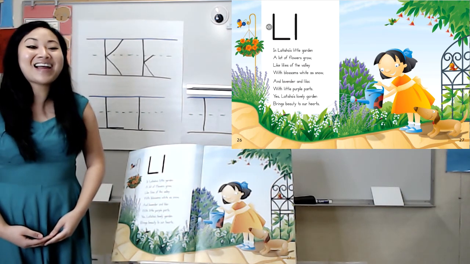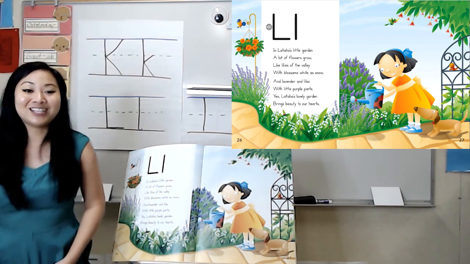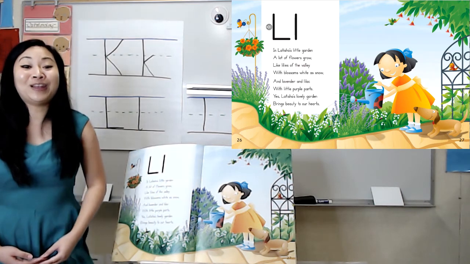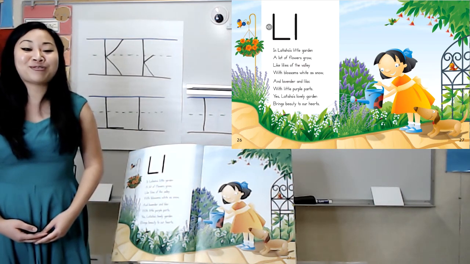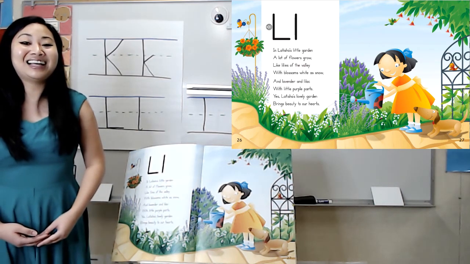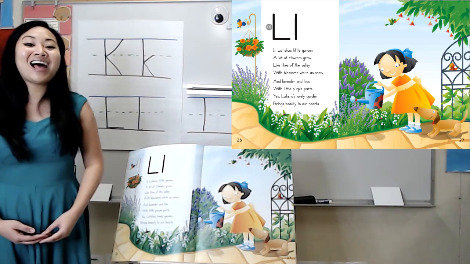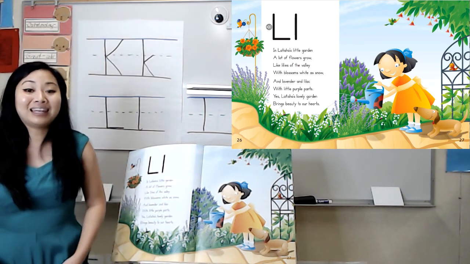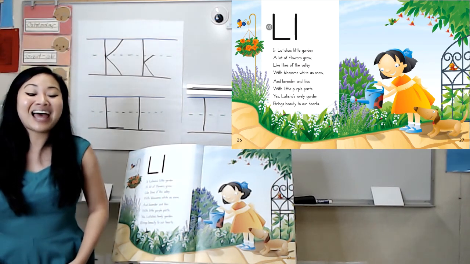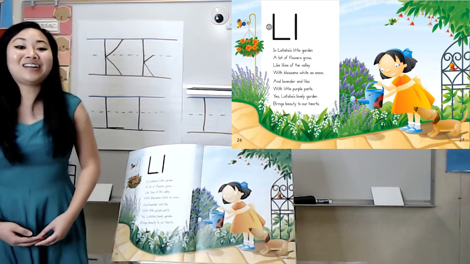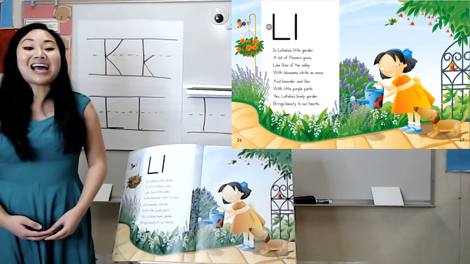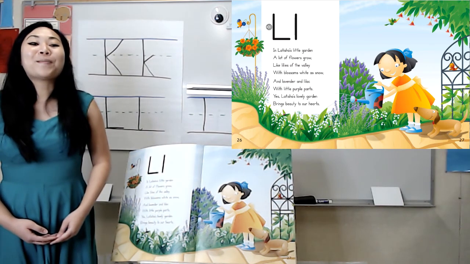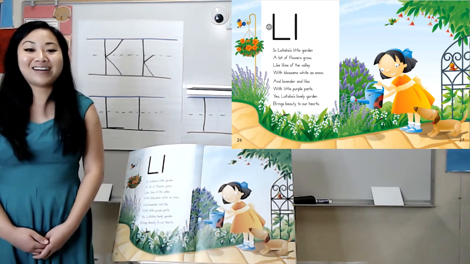So get ready. In Letitia's little garden, a lot of flowers grow, like lilies of the valley with blossoms white as snow, and lavender and lilac with little purple parts. Yes, Letitia's lovely garden brings beauty to our hearts.